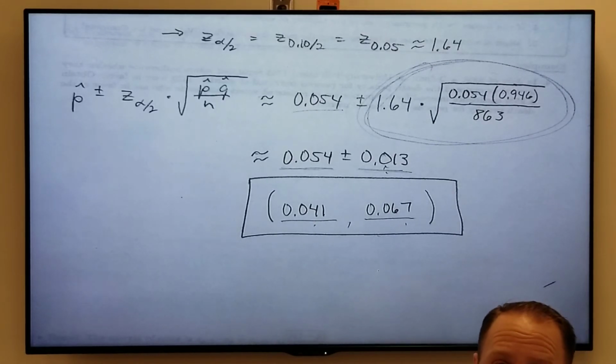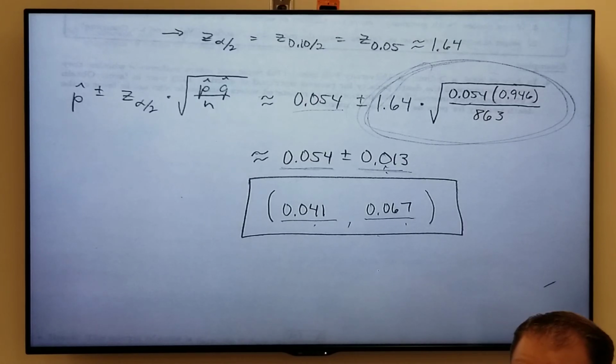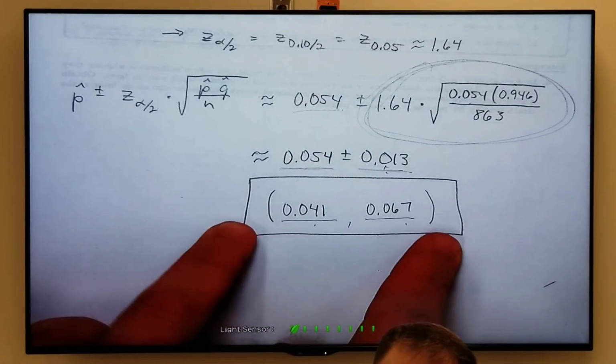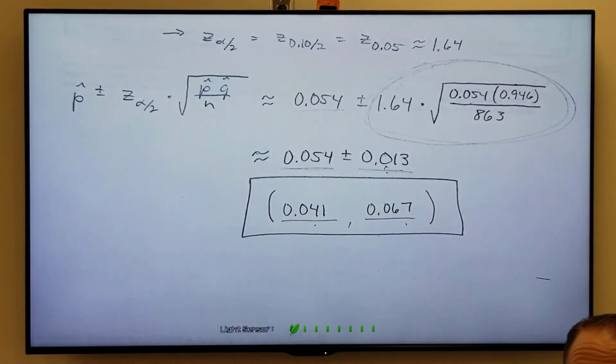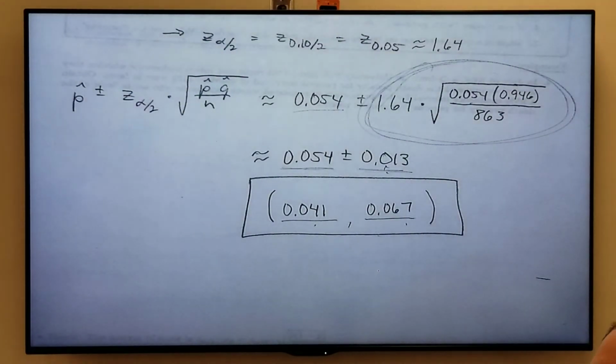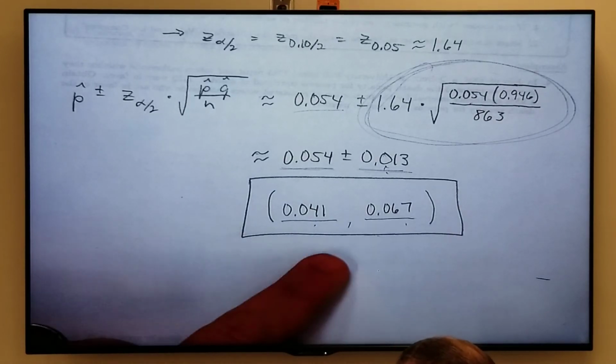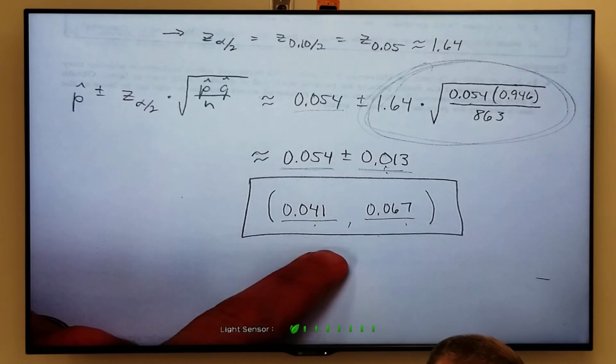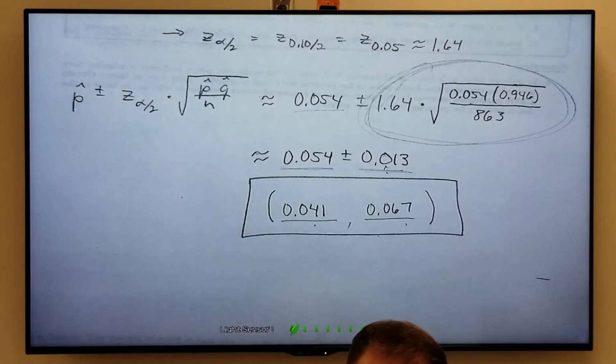If we wanted to be 95% certain, we could do some calculations and we'd get a larger interval, but we would be 95% certain that that interval would contain the true population proportion. If we wanted to be 99% certain, we could do the same thing. Do some calculations, get a new interval. That interval would be even larger, but we would be 99% certain that it contains the true population proportion. So all of these things are mathematically rigorous. There's no guessing involved here. We are 90% certain that the true population proportion is somewhere between 4.1% and 6.7%.